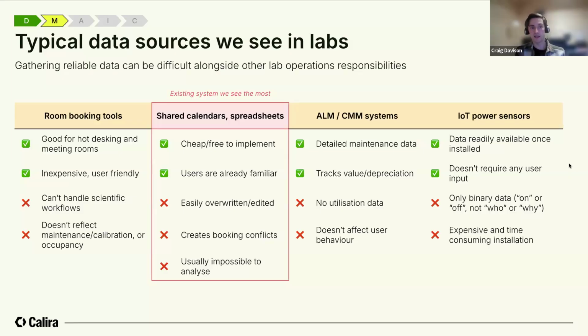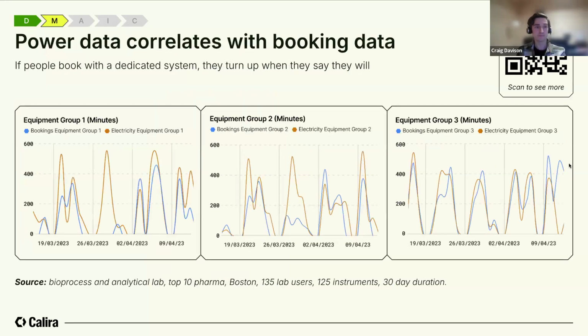Something else worth mentioning here is power or IoT sensors. They can tell you when equipment is on or off, but they rarely explain who's using it or why, and they're expensive to implement.